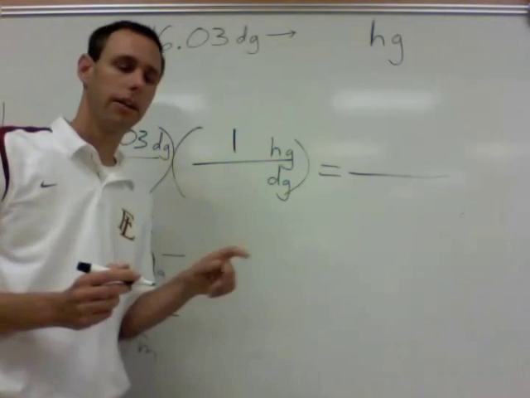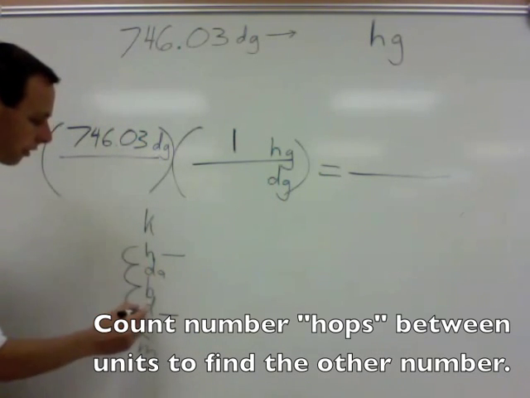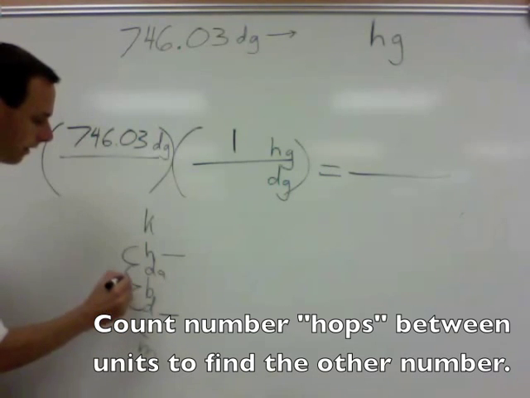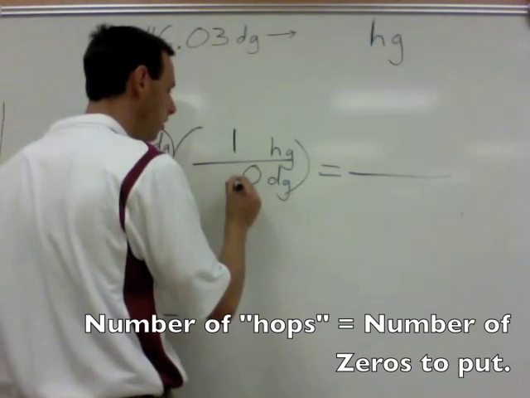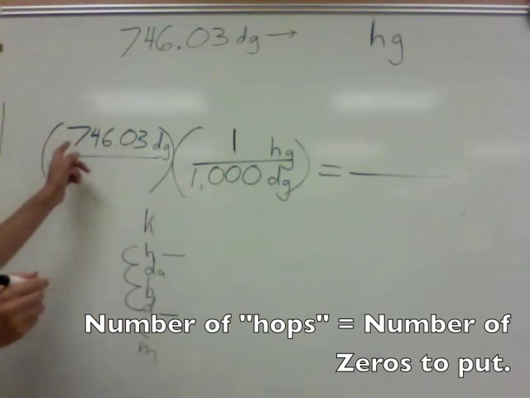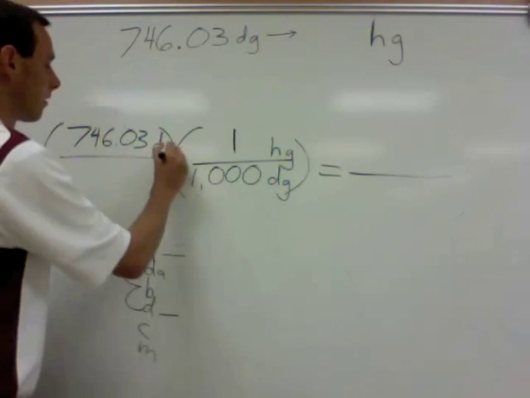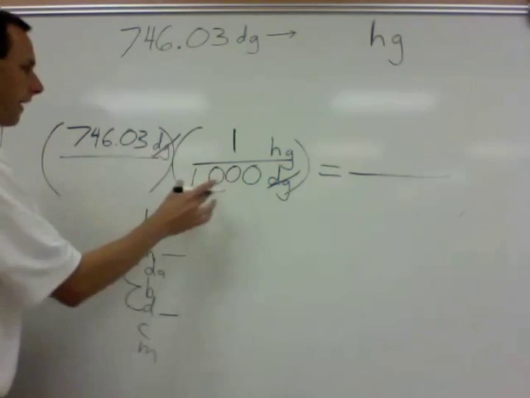The other one, you hop from one to the other, and it's 3 hops, D to B, B to DA, and DA to H. 3 hops means 3 zeros. 1, 2, 3, put a 1 in front. And then multiply across, well, cross cancel out those units because those are gone, they divide out.